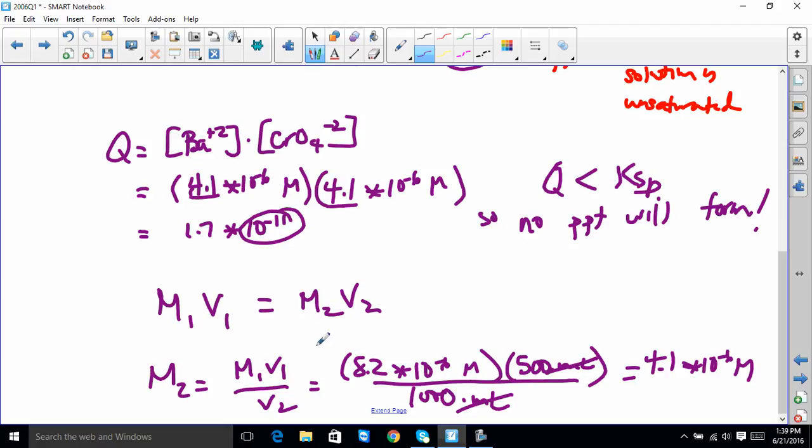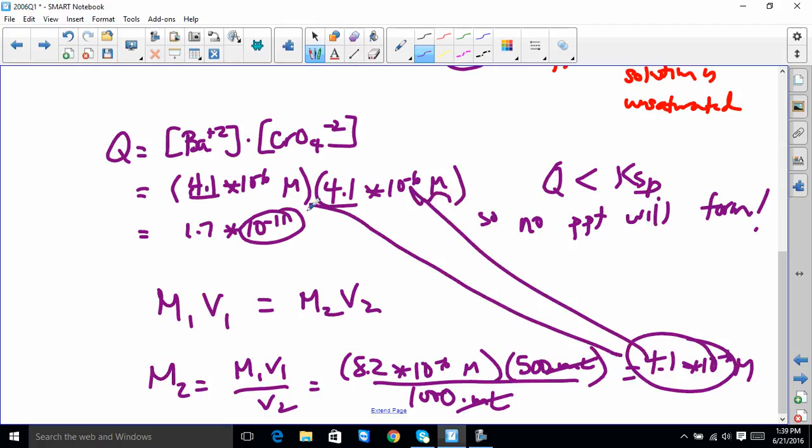You could also use that equation to get these concentrations. I just am a big fan of anytime I see moles per liter times liters, I want to get moles. And then I'll get the moles and divide by the new liter. But either way, you get the same answer.